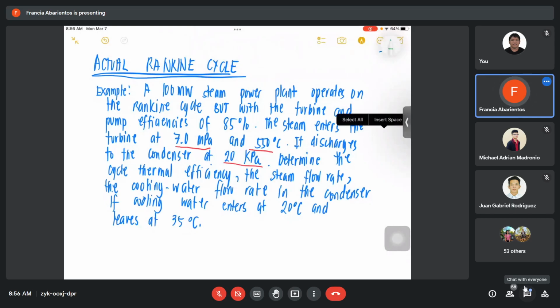We have the turbine pump efficiency is 85%. Sinabi parehas na 85% and pinapahanap sa atin cycle thermal, the steam flow rate, and the cooling water rate. Given sa atin yung entering water and the leaving water. Okay? Leaving temperature of the water. Okay?